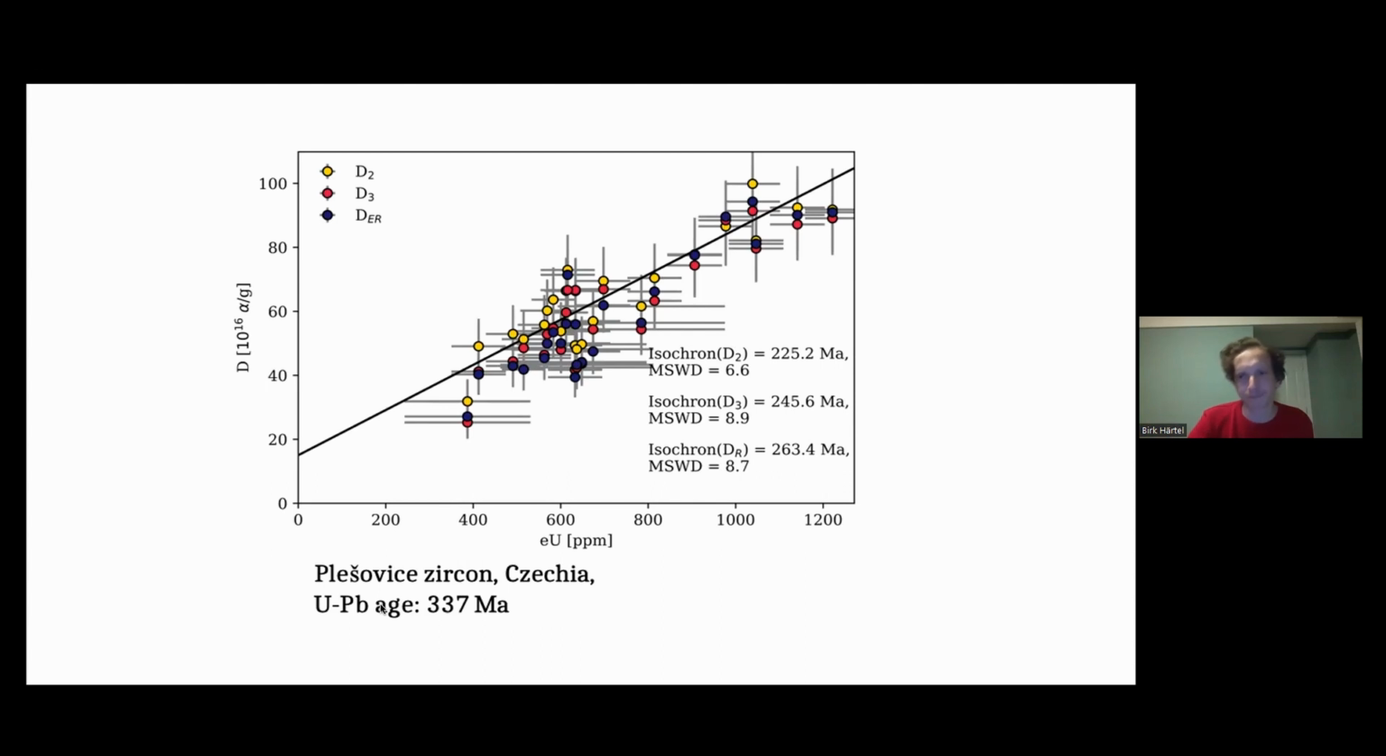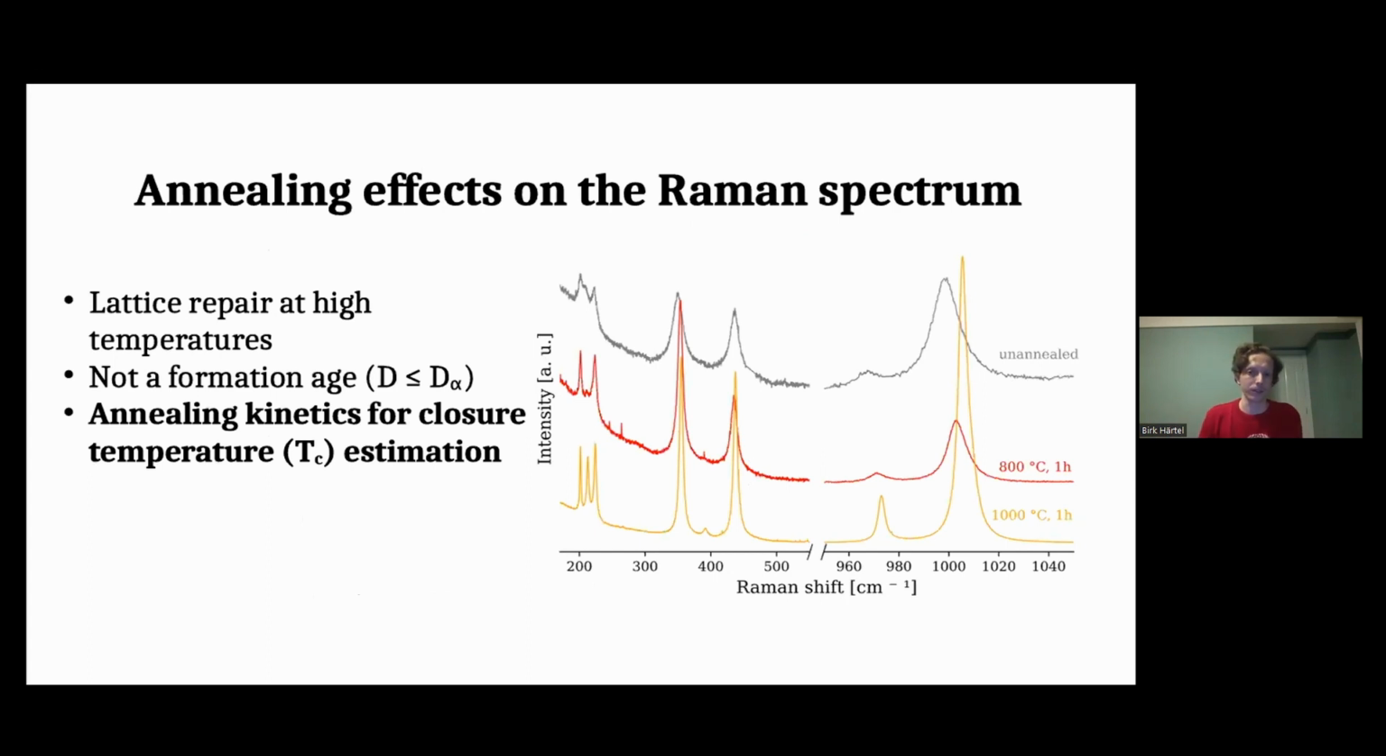So what's the problem here? Of course, we're dealing with a thermochronometer. So that means that somehow temperature must have an influence on the Raman spectrum and the radiation damage. And in the case of radiation damage, we have a process called annealing, which is basically the self-repair of the zircon lattice at high temperatures. And if annealing happens, of course, our age is not the same as the formation age, or we can say the damage that we measure is not actually the alpha dose, but it's some value that is lower than the alpha dose because some of the damage has been lost from the zircon.